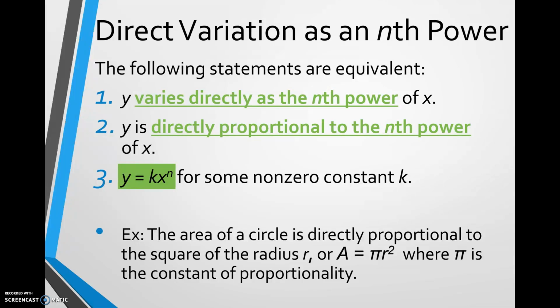Here's direct variation with the nth power. y varies directly as the nth power of x. y equals kx to the n. Basically, the hint is if you see the term direct variation or varies directly, it's k times something, and then you just look at what it's describing to put those numbers in. The area of a circle, A equals pi r squared, is a form of direct variation, proportional to the square of the radius in this case.